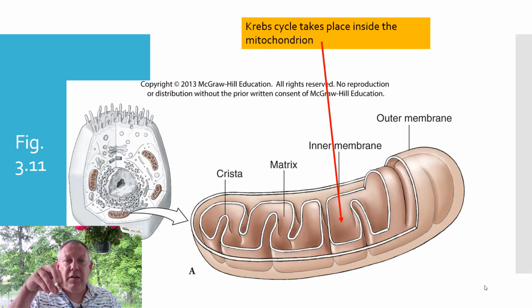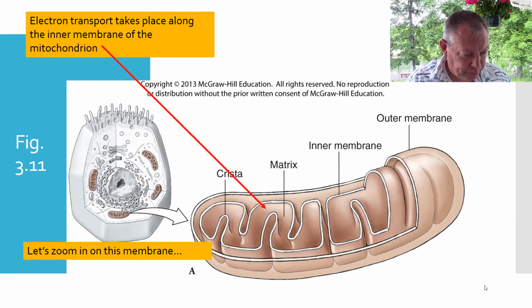So the very inside portion is where the Krebs cycle takes place. The electron transport chain takes place along that inner membrane. The outer membrane, you know, defines the outside of the mitochondrion. The inner membrane is where electron transport takes place.